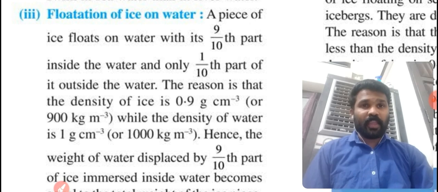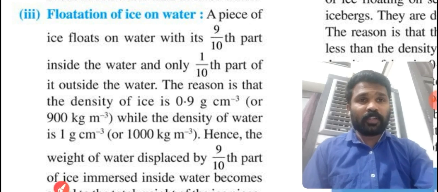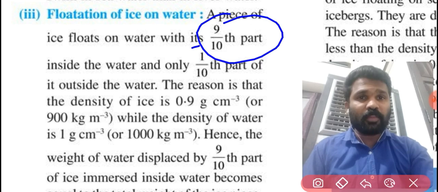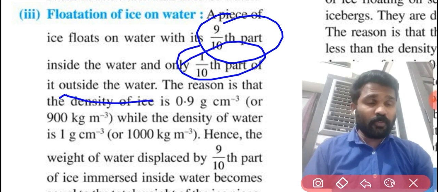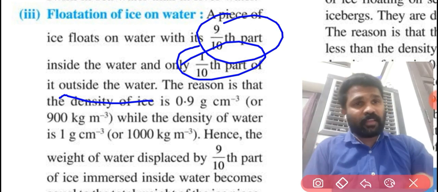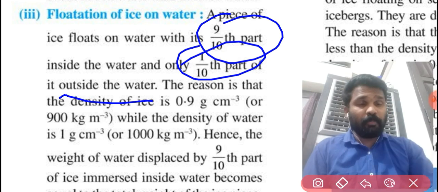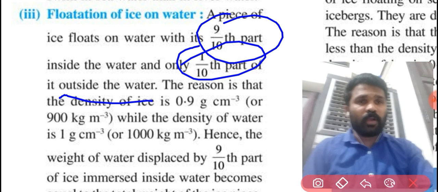Clear? A piece of ice floats on water with its 9/10th part inside the water and only 1/10th part of it outside the water. Most of the ice sinks inside the water. The bigger part of the ice will be in the water and only a small part outside. If you consider 10 parts, only 1/10th part will be outside the water.